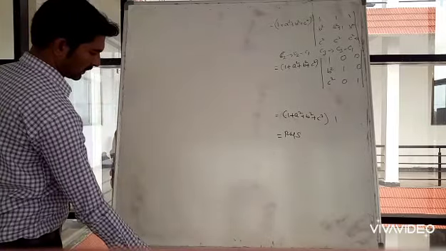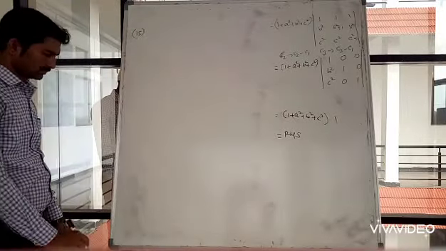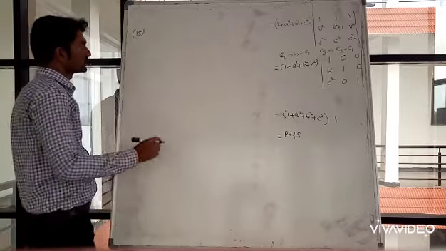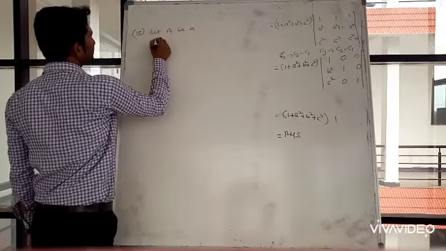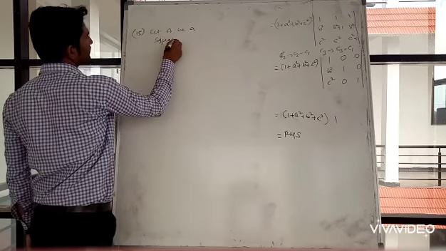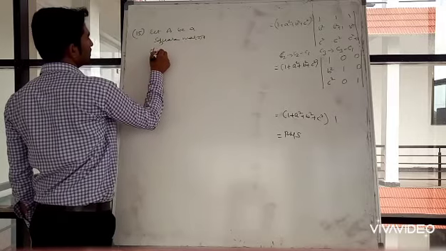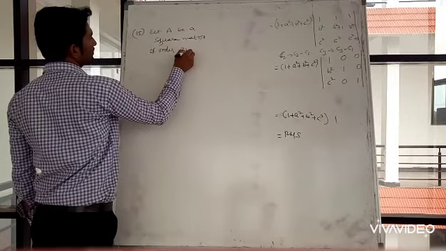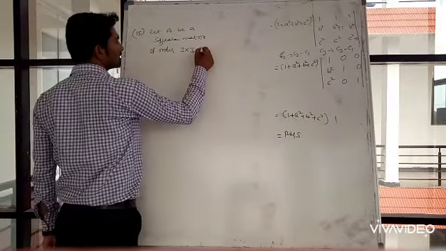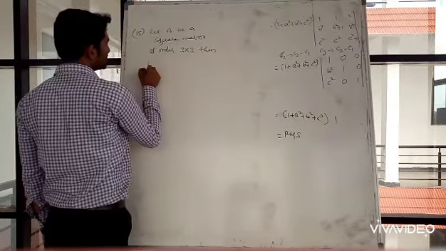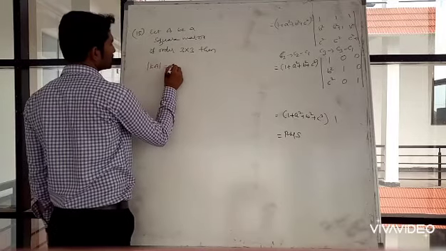Next, 15th one. Let A be a square matrix. Let capital A be a square matrix of order 3 cross 3. Then the determinant of K into A is equal to what?